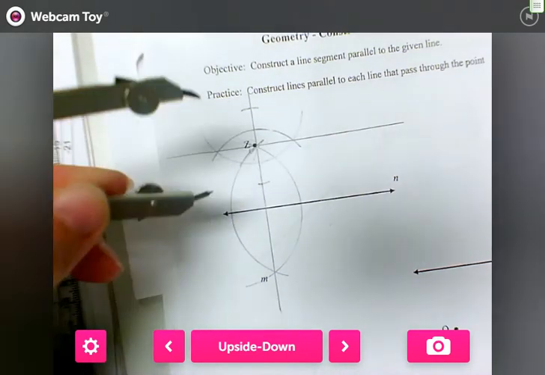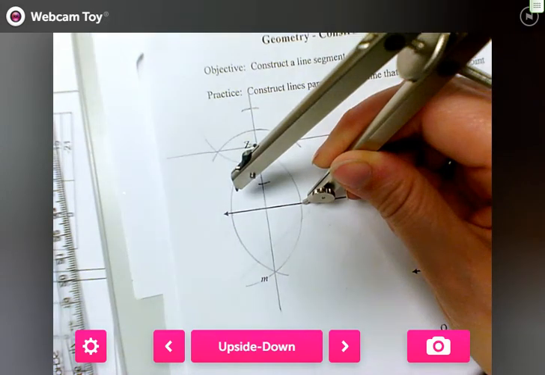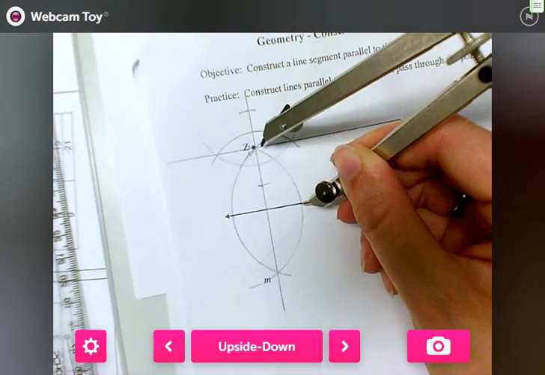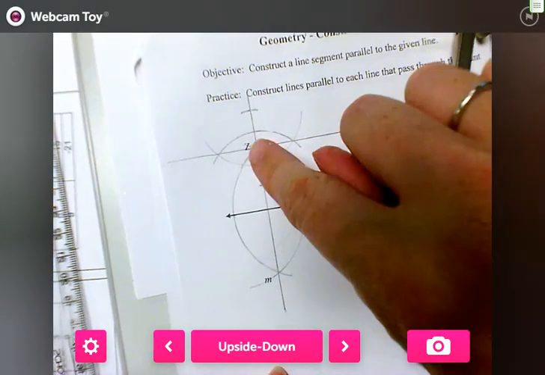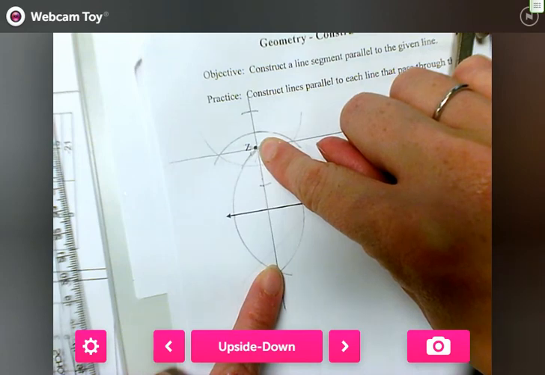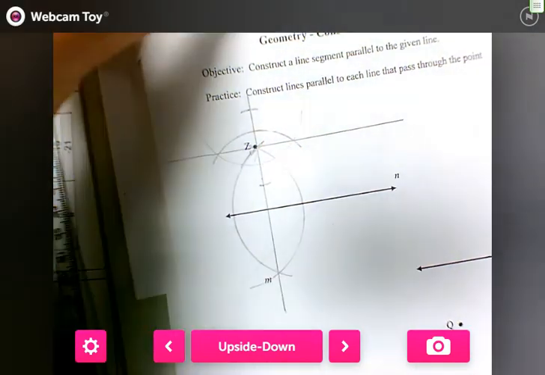I pick up my compass. I don't change how big it is. I put it on the intersection. I make another arc. I draw a line that goes through Z and where the 2 arcs intersect. So far, so good? Yes. Take your paper, flip it sideways.